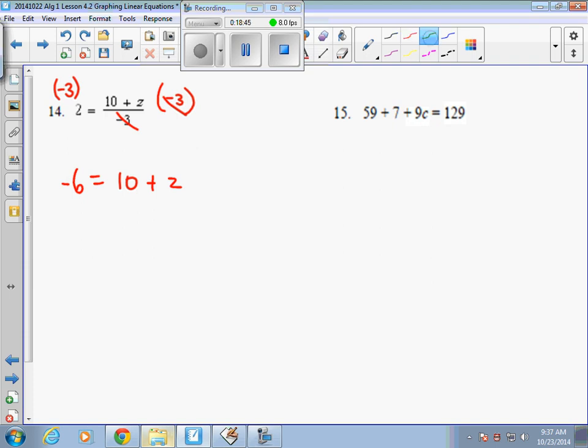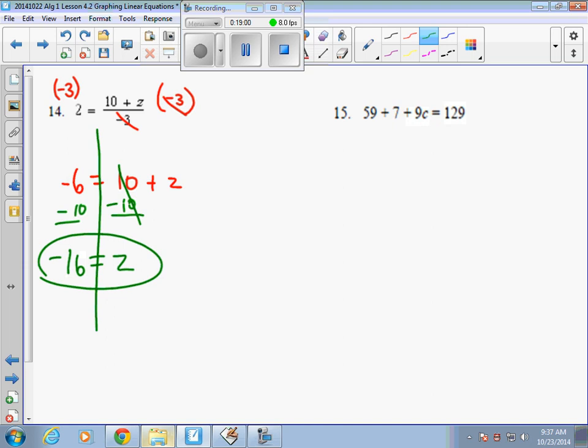So that says plus 10, subtract 10. If you do it to the right, do it to the left. Again, same signs, negative 6 and negative 10. Add them up. 6 and 10 is 16. Keep that common sign, negative. This goes away, and z is equal to negative 16.